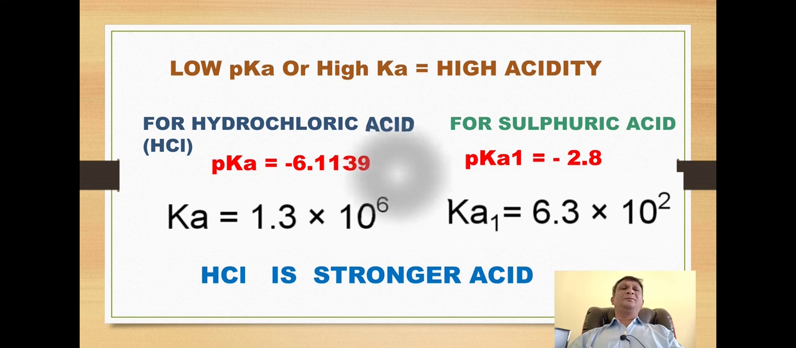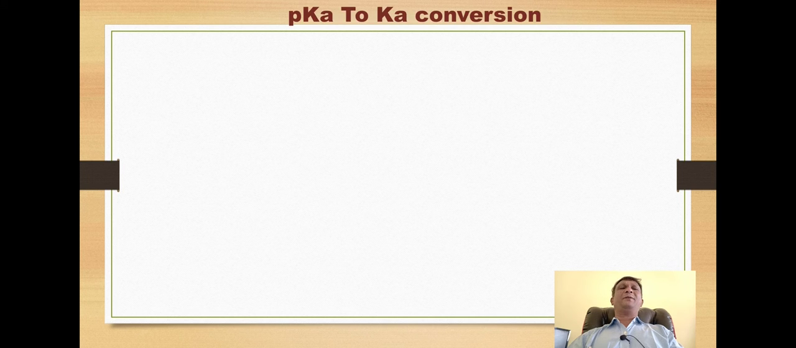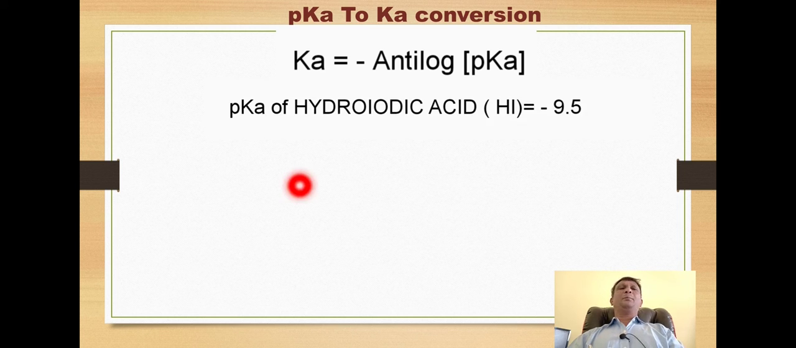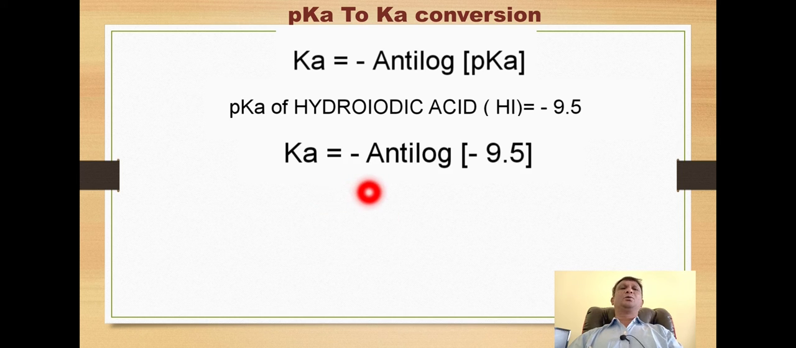So let's start with the conversion of the pKa value to the Ka value. The formula is a very simple one. Ka equals minus anti-log of pKa. So if you know the pKa, it is very easy to convert it into the Ka value. For example, the pKa value of hydroiodic acid, that is HI, is minus 9.5. So just put this value into the equation, we will get Ka equal to minus anti-log of minus 9.5.